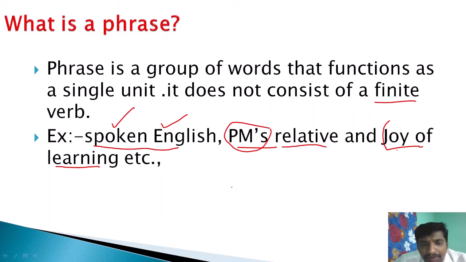And another example, I went to market to buy vegetables. I went to market to buy vegetables. Whenever you use went, it indicates that it is already a completed action. Completed action. Okay. Here, went is a finite verb. Here you cannot find a finite verb. Generally in phrases, we do not find finite verbs.